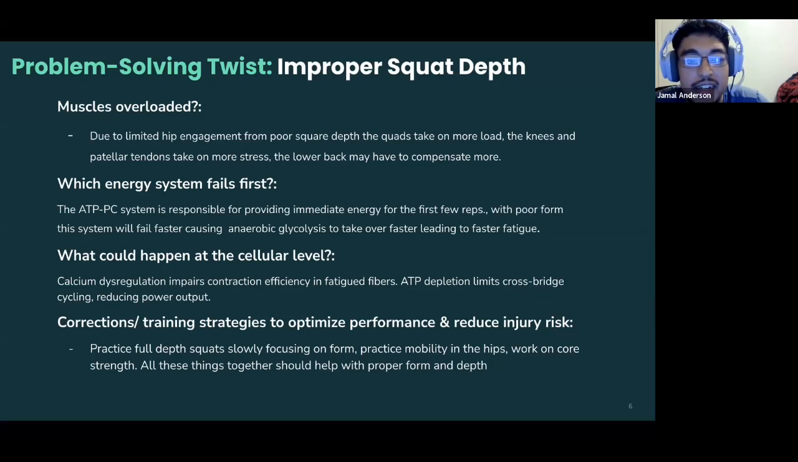fatigue. Right, and in the cells, when there's not enough calcium, this can impair contraction efficiency and fatigue fibers. ATP depletion will not allow cross-bridge cycling, and it can reduce the power output.